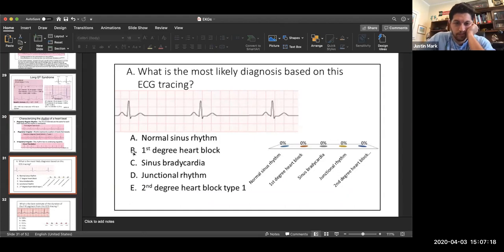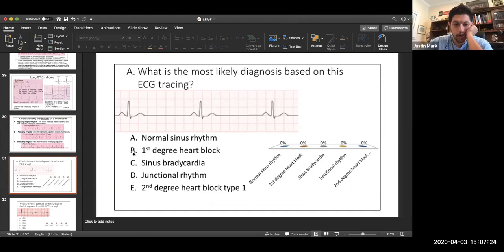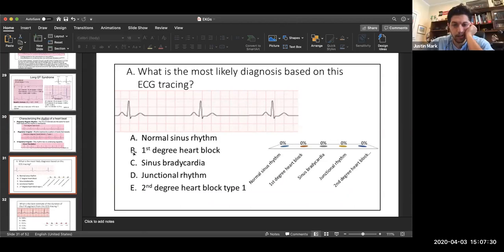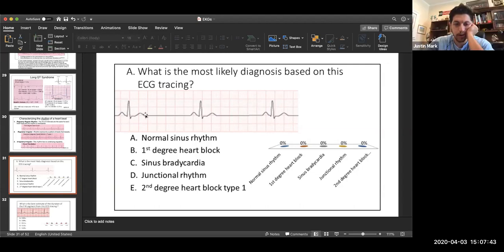Oh, yeah, it's B. Normal? Oh, wait, no, it's sinus bradycardia. Sinus brady, right? Yeah, so it's not quite first degree heart block, because this PR interval looks pretty normal. We have like 2 boxes here and like 3 here. So it's pretty normal. It is sinus because we have P, QRST, P, QRST, P, QRST.